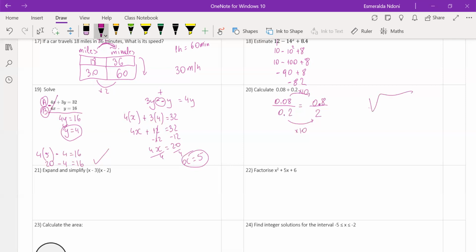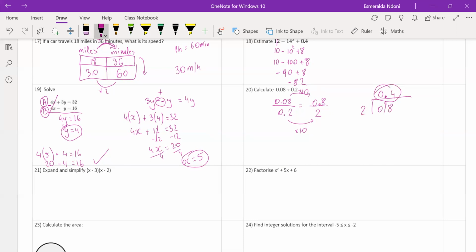Now I use the bus stop method. That's a root, so it'll be easier if I do that. 0.8 divided by 2. 2 into 0 goes 0 times. Decimal point, move it up. 2 into 8 goes 4 times with no remainder. And that's the question finished.